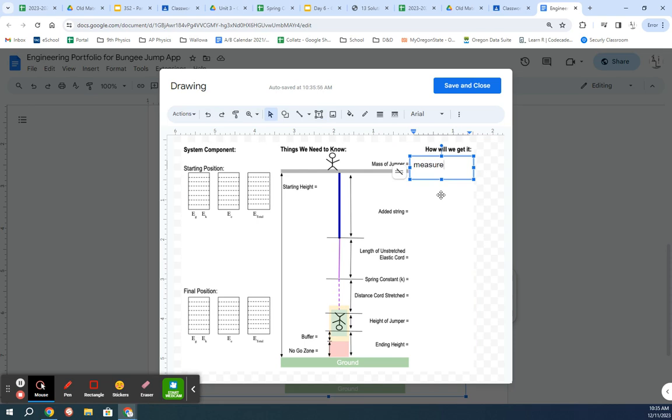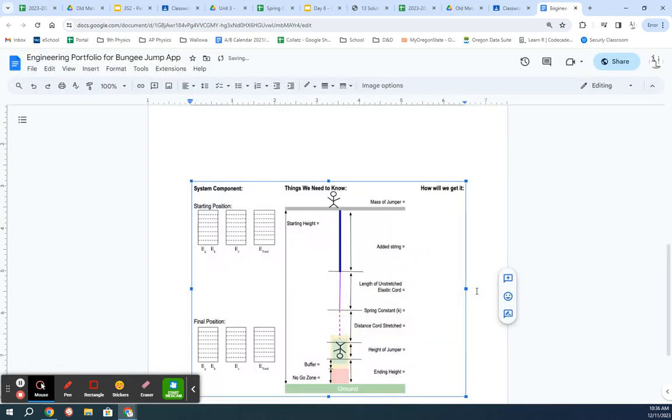Are we going to get the mass of the jumper? We're going to measure it. Or we're going to ask the jumper. But we're probably just going to measure it because we don't always trust the jumper. So on and so forth.